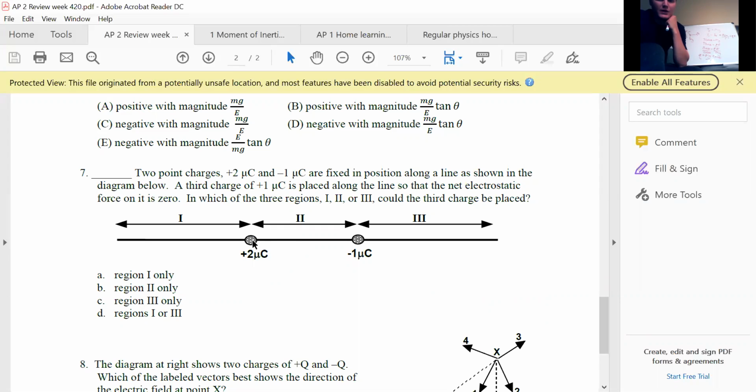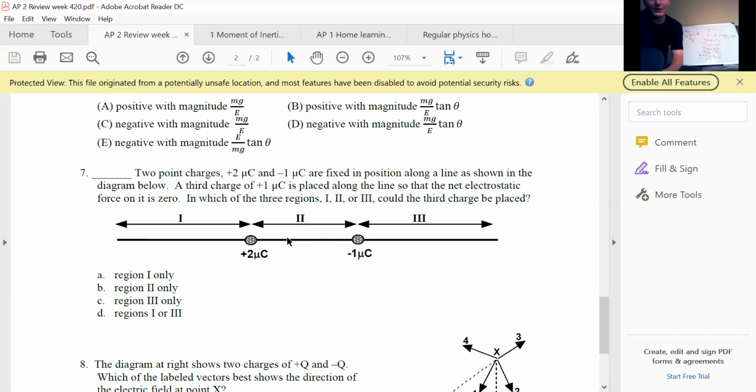And so in region 2, we're going to have electric field lines coming out from this positive charge, so they'll point to the right. And for the negative charge, the field lines are going to point towards it. So in region 2, all of our vectors are going to be pointing towards the right. And so you can't put a positive charge in region 2 without it being pushed by this positive charge here and being pulled by this negative charge here.